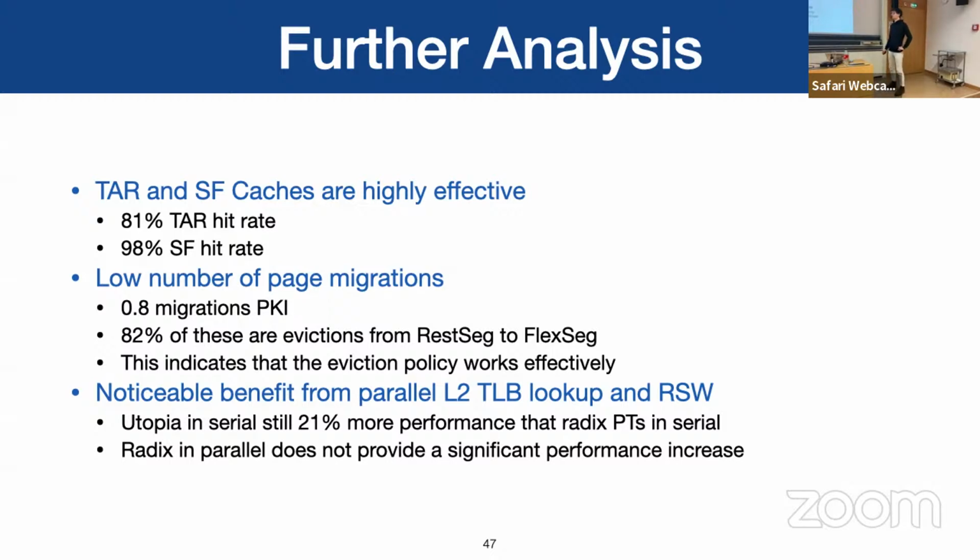We also have a noticeable benefit from parallel L2 translation lookaside buffer lookup and restrictive segment walks. In Utopia serial mode, we have a 21% performance increase over radix tree page tables, and as I showed previously, we get 24% if we enable the parallel lookup of the L2 TLB and the restrictive segment walks.